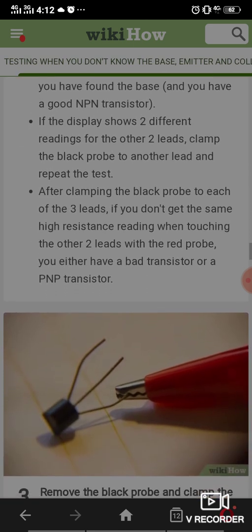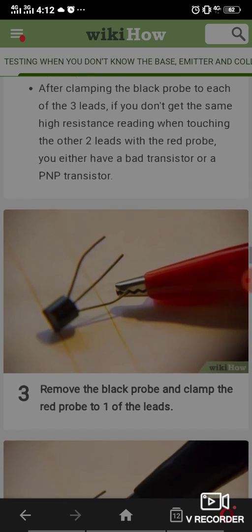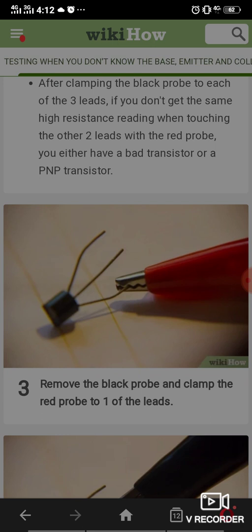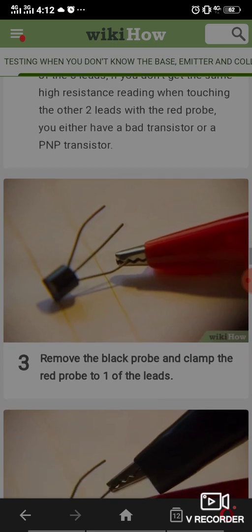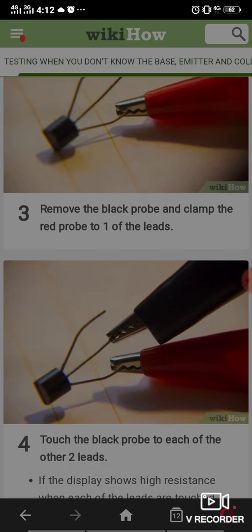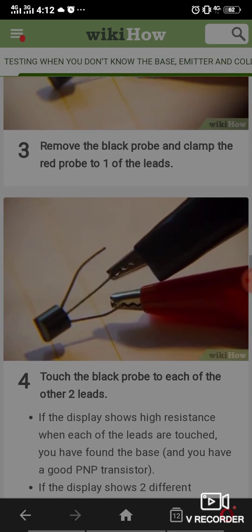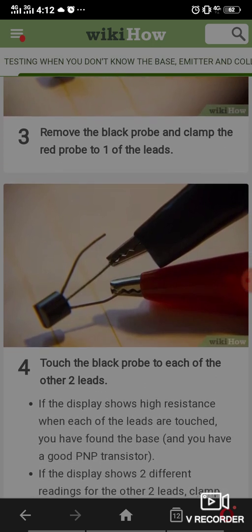So remove the black probe and clamp the red probe to the first of the leads. Touch the black probe to each of the other two leads.